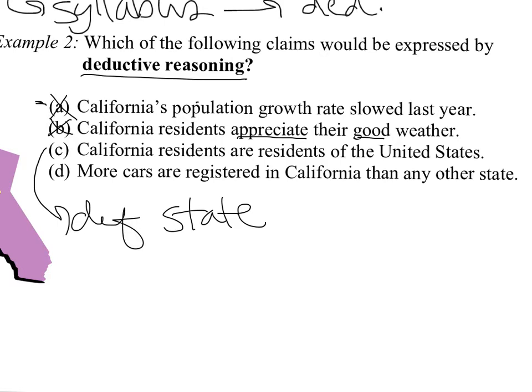D: More cars are registered in California than any other state. That's kind of the same thing as A. I could go and look up the registrations and read about that as a fact, or I could notice the license plates as I was traveling. So A and D are iffy, but C is your good one. C is for sure a definition. So I always go with the sure thing more than just the iffies.